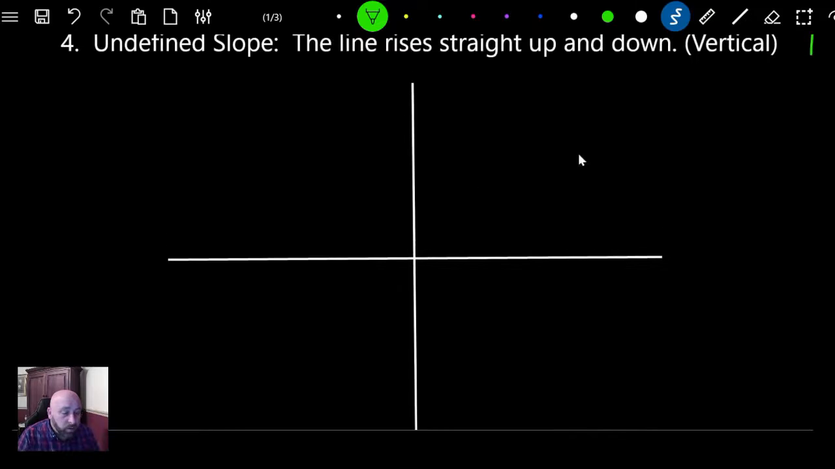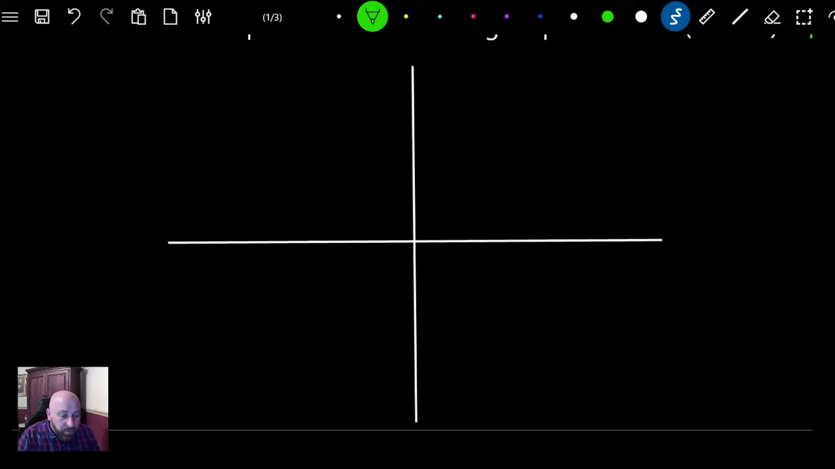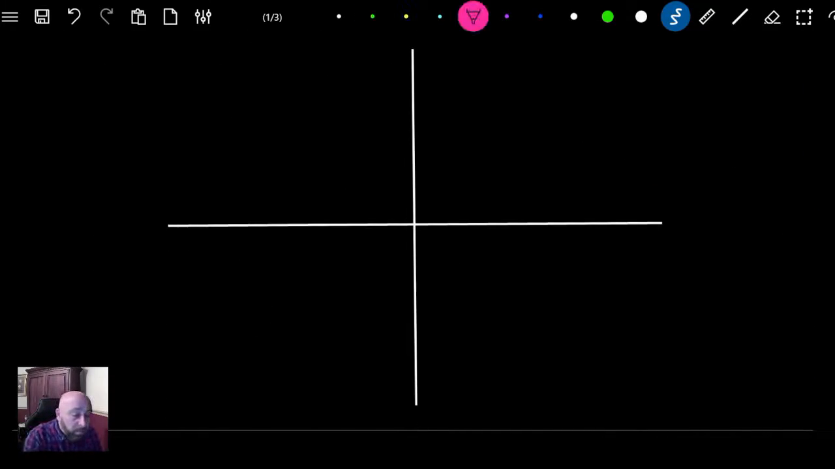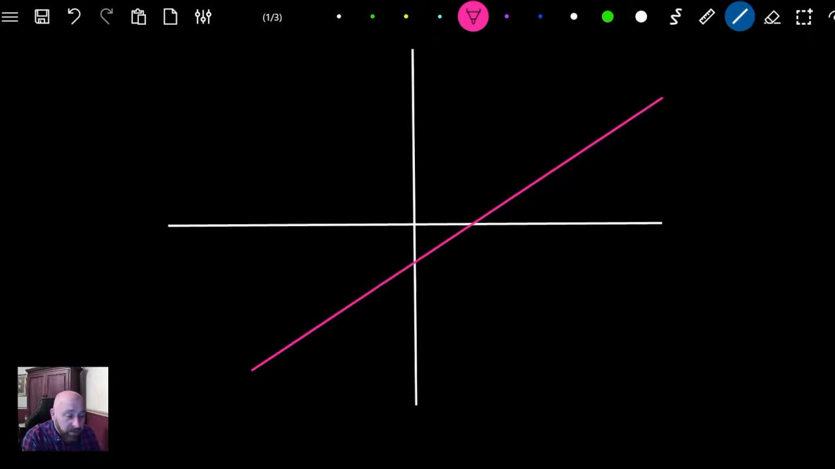So let's just go over this. I'll put this here on a Cartesian plane and we'll go over those real quick. The first one was the pink line, and the pink line was positive slope. Anytime that you have a line, it doesn't matter how it goes, as long as it's rising to the right. So it starts here on the left, and it rises up here to the right. That is a positive slope.